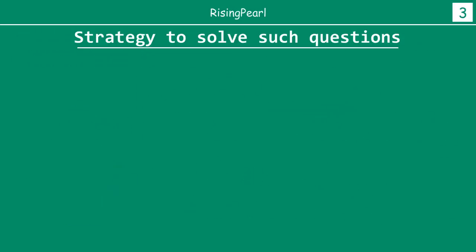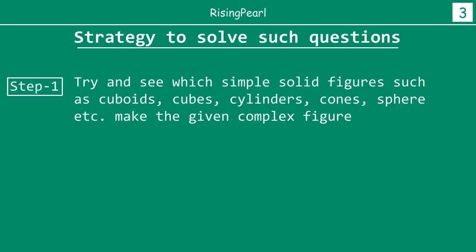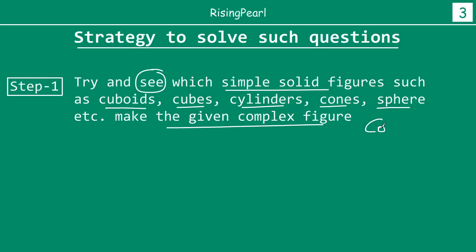So just wanted to highlight what we have already discussed before. Whenever we solve these kinds of questions, we want to visualize which simple solids make up our given complex figure. That is, are we combining cuboids, cubes, cylinders, cones, spheres, hemispheres, etc. In this particular example, we were combining cone plus hemisphere, right? So the first step is to visualize which simple solids make up our given complex shape.